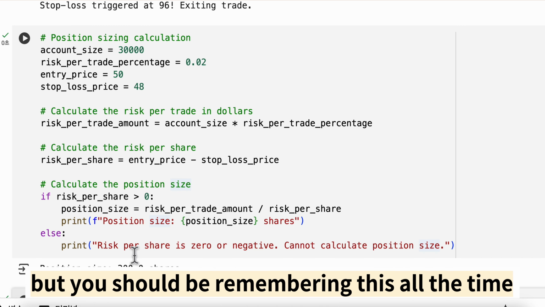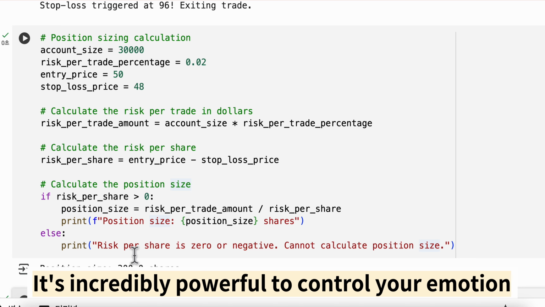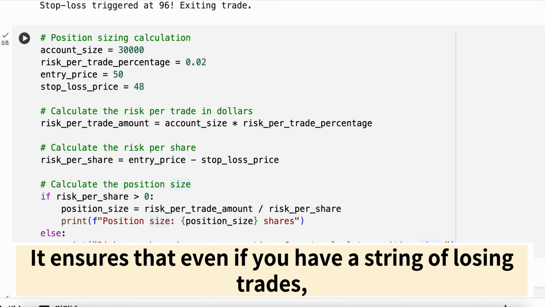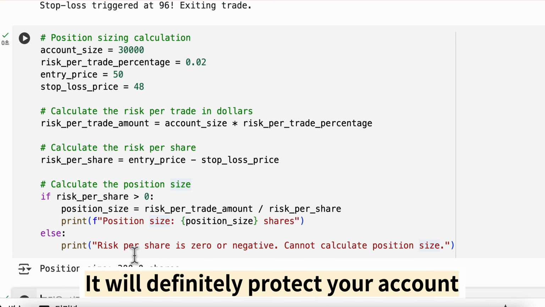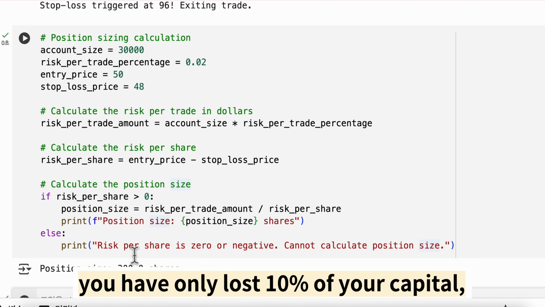This is very fundamental, but you should be remembering this all the time. That simple calculation is incredibly powerful to control your emotion. You've got to be disciplined about trading and controlling your position size. It ensures that even if you have a string of losing trades, you won't wipe out your account. It will definitely protect your account. If you lose 10 trades in a row, you have only lost 10% of your capital, and you can still stay in the game.